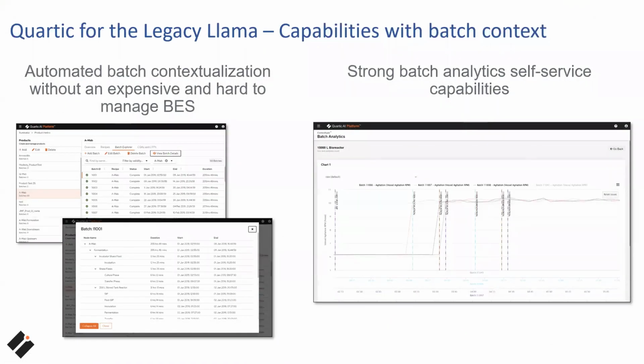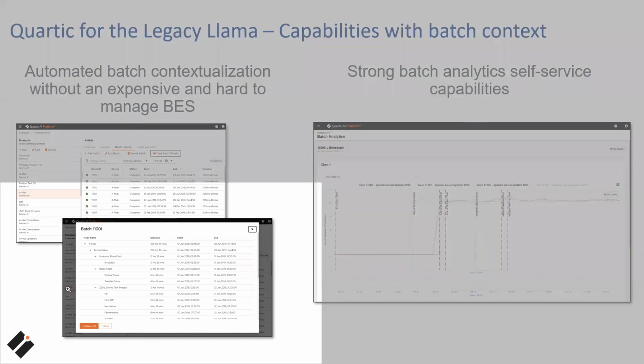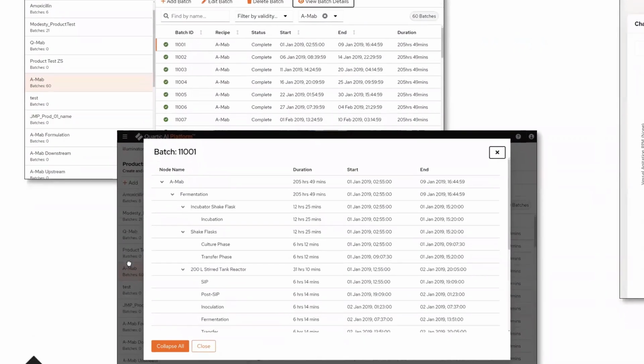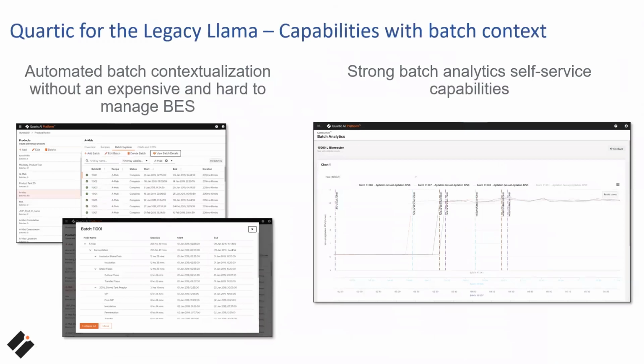Now, by deploying those recipes, the legacy llama could then contextualize incoming time series data with batch information. On the left, you see a list of batches captured and a detailed breakdown of start and stop times for all steps for a particular batch. The legacy llama would now have this for those sites with no historical start and stop information, as well as those sites with historical start and stop time.